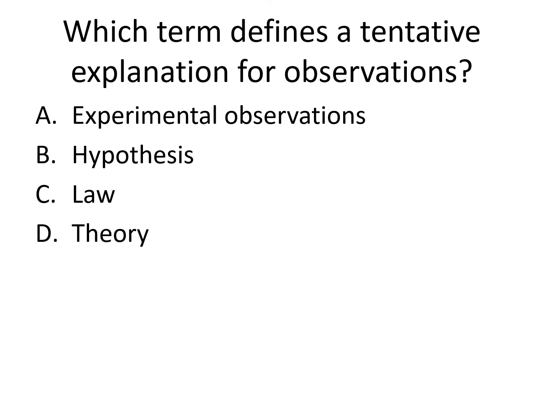In this question, you should pick the term that means a tentative explanation for observations. Is it A, experimental observations, B, hypothesis, C, law, or D, theory?